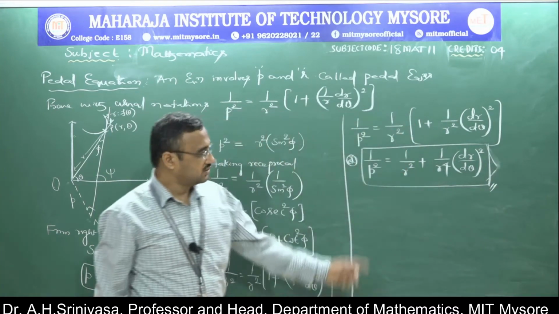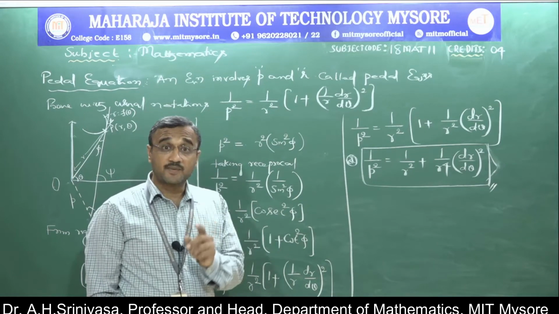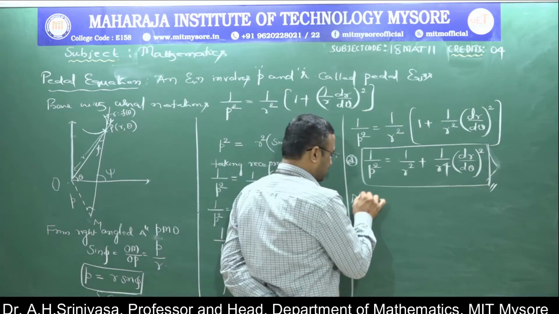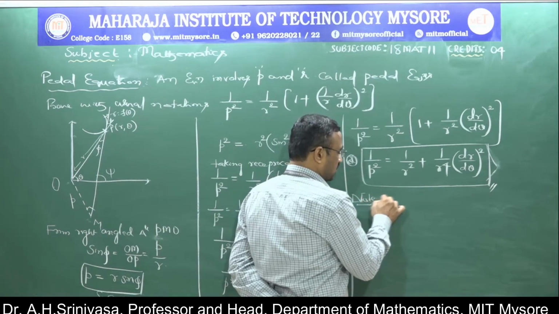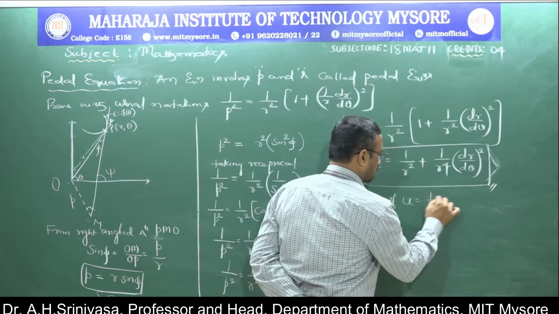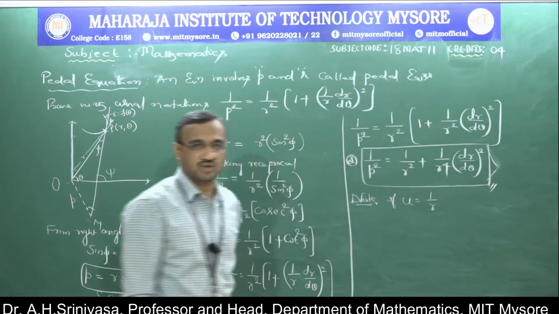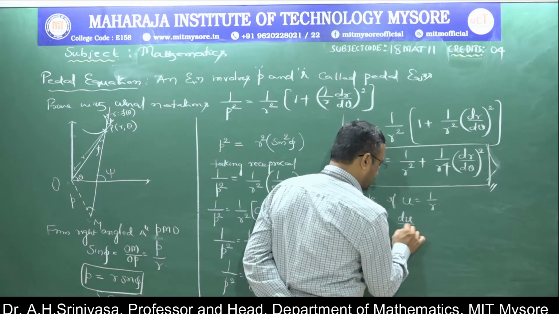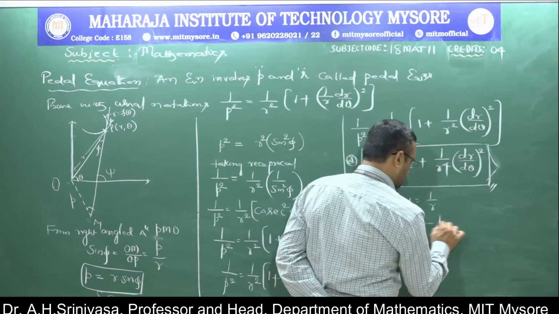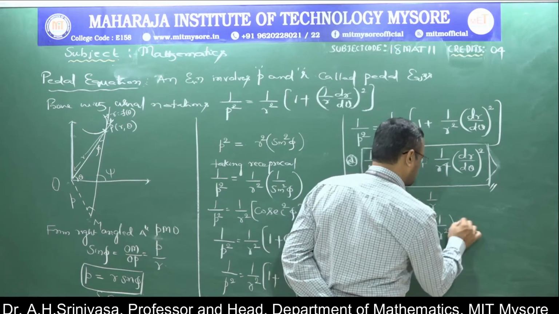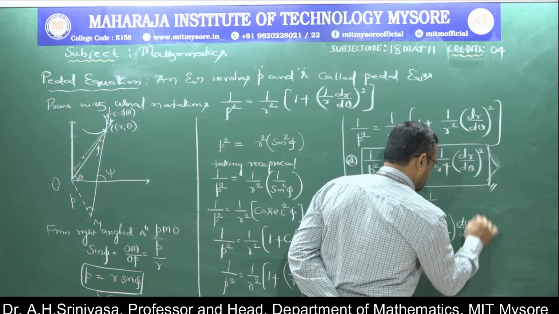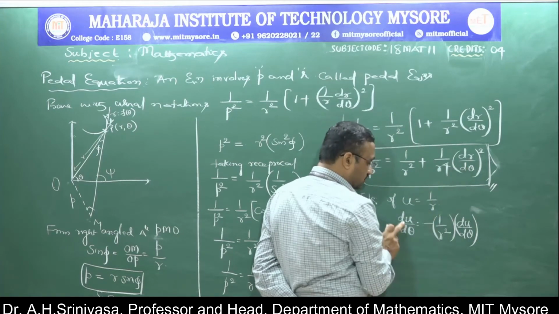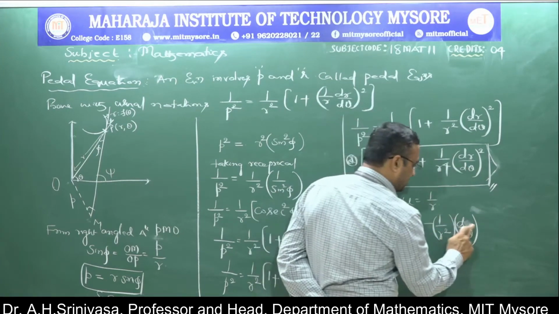So this is the result we are getting, a Padal equation, that is the length perpendicular from pole to tangent. Sometimes this equation reduces to a different form also. Just take a note. What happens if I take u equal to 1 by r? If we differentiate this with respect to theta, then we have du by d theta, it is minus 1 by r square into differentiation of r, which is dr by d theta.